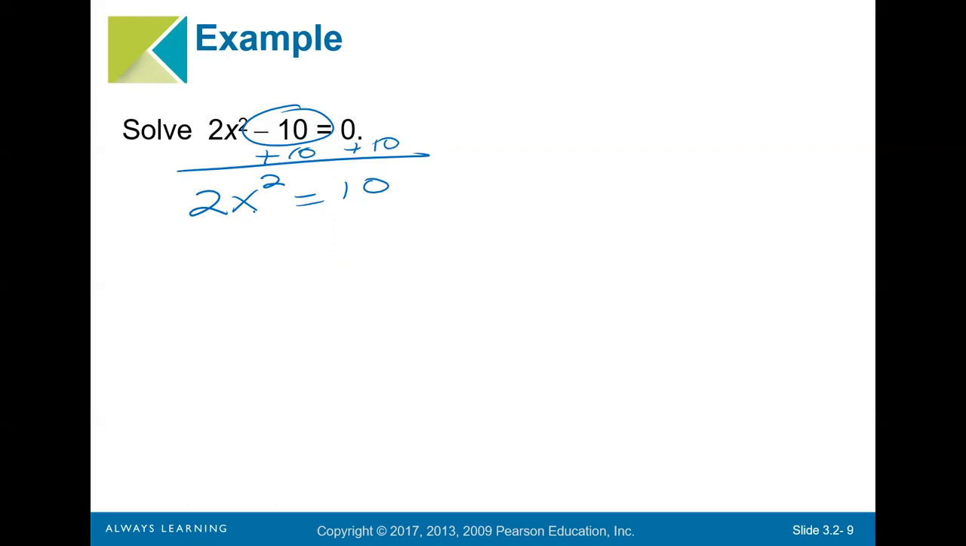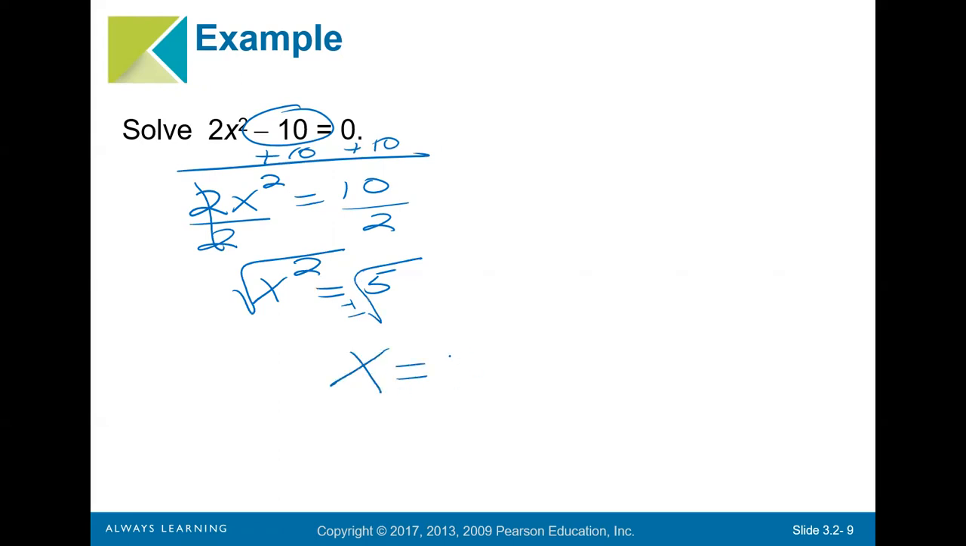And now I need a +1 coefficient on x squared, so I'm going to divide by the 2. So I'm left with x squared is equal to 10 divided by 2, which is 5. Now I need x, and it's x squared. So to undo the square, I'm going to take the square root. And that's an even root, so that means I'm going to get a plus or minus on the other side. So now I have x is equal to a positive square root of 5 and a negative square root of 5. Well, let's check to make sure it's a true solution.